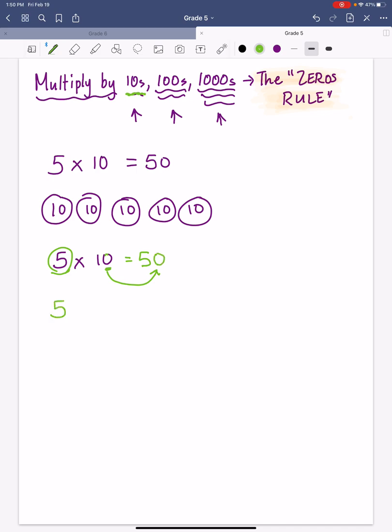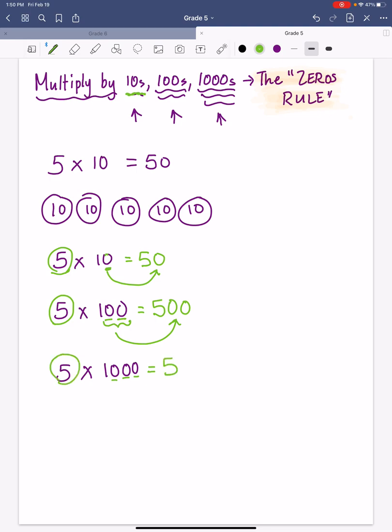If it was 5 times 100, I have 2 zeros. So I would take my initial number, I would put it there, and then I would add both of those zeros to the end. Same thing. If it was 5 times 1,000, I would see how many zeros I have, take my initial number, 5, and add 3 zeros. Okay? And it's all the exact same thing.